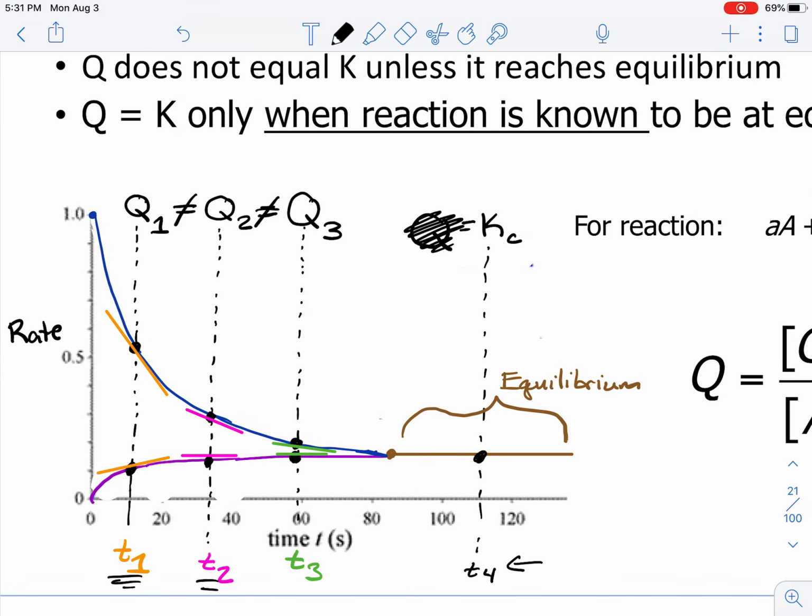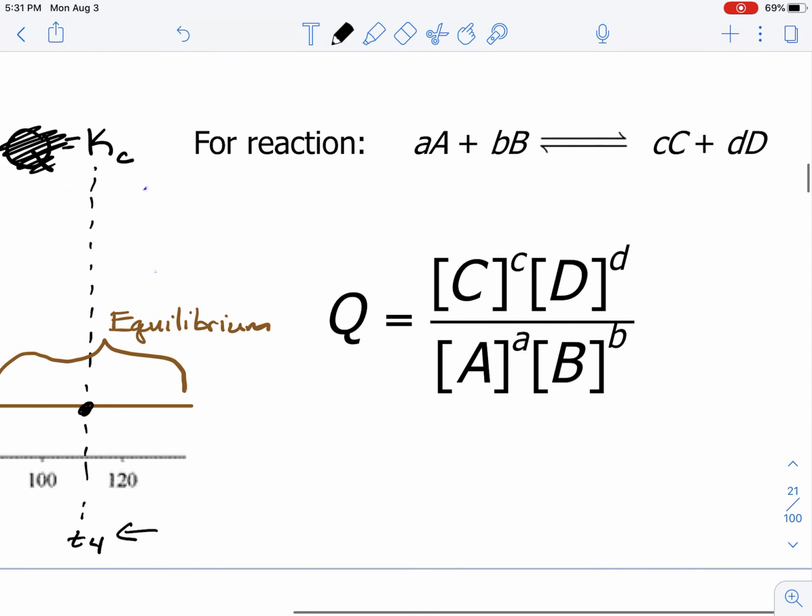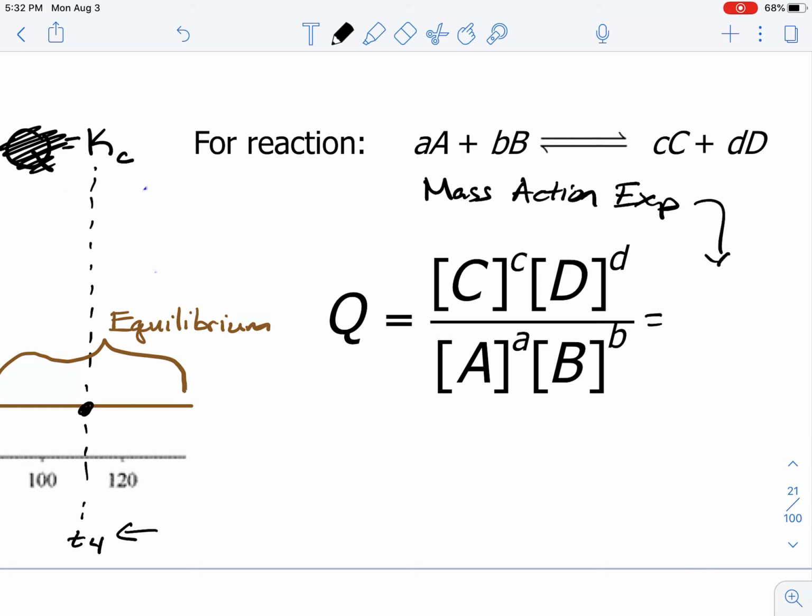All right. And so we can go ahead and write the mass action expression for Q in a very similar way that we wrote the mass action expression for Kc, in which the mass action expression for Q represents the ratio of the concentration of the products raised to their coefficient, I'm just going to represent coefficient as X in general, over the concentration of the reactants raised to, once again, their own coefficient.